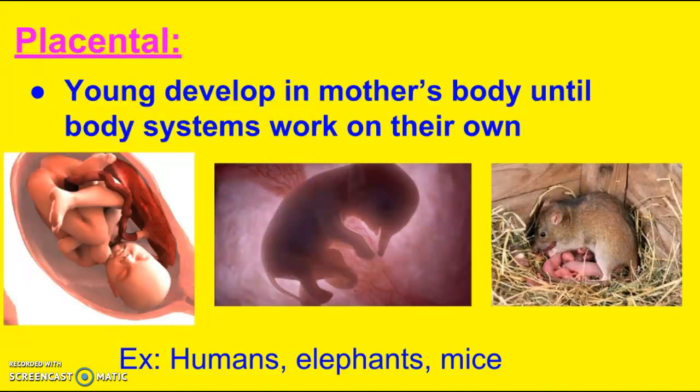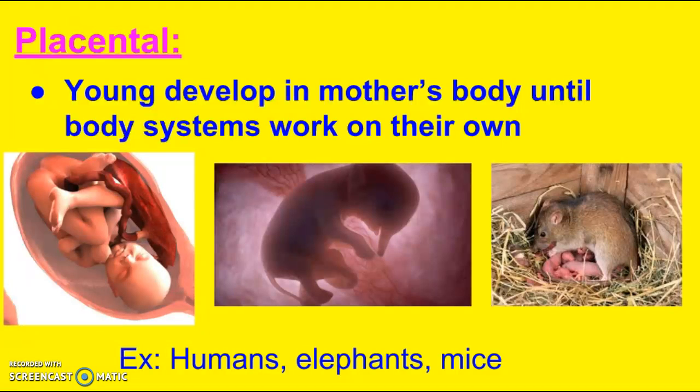And then finally we have the placental. So placental mammals have young that develop in the mother's body until their body systems work on their own. So examples would be humans, elephants, mice.